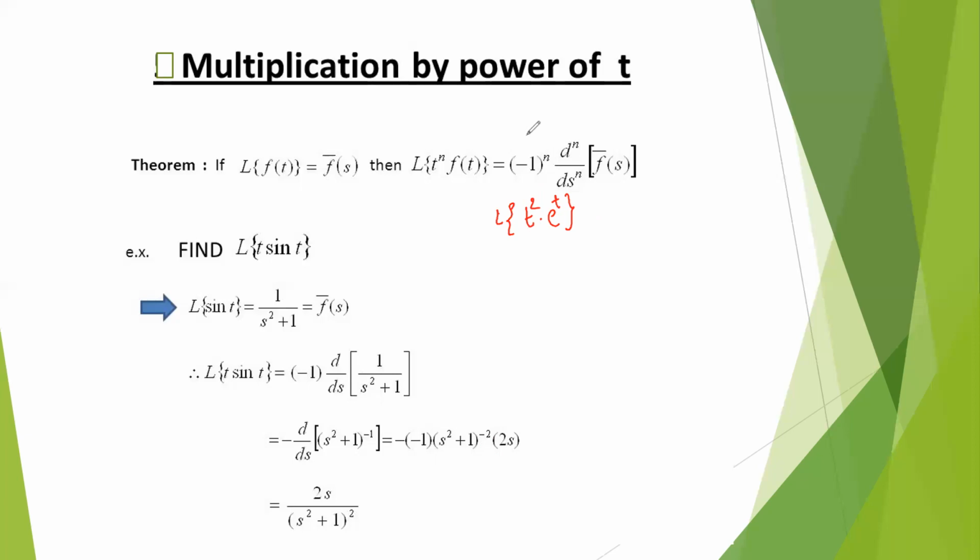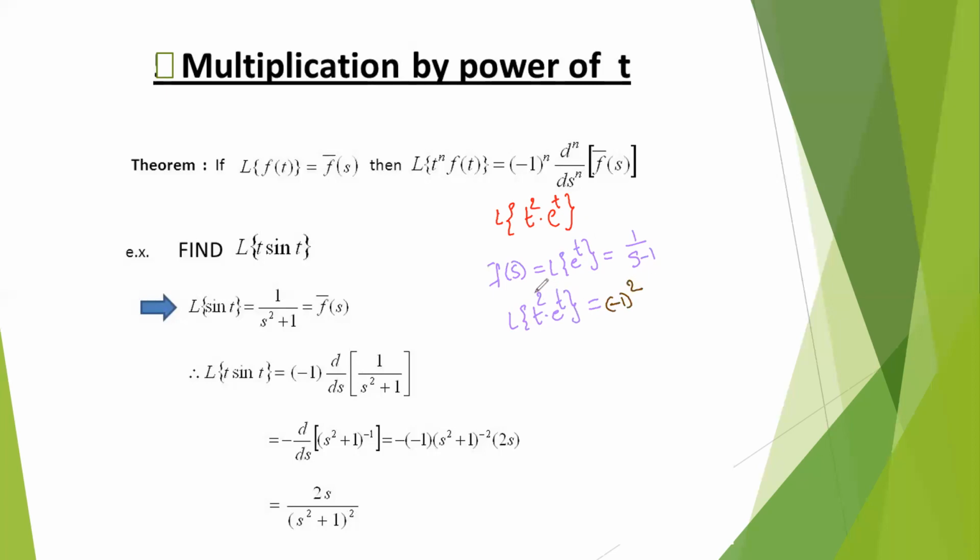So according to the logic, f bar of s is nothing but Laplace transformation of f of t. Means here the f of t is e power t. So Laplace transformation of e power t, that is 1 by s minus 1. Okay, so thereafter Laplace transformation of t square into e power t is written as minus 1 whole power 2.